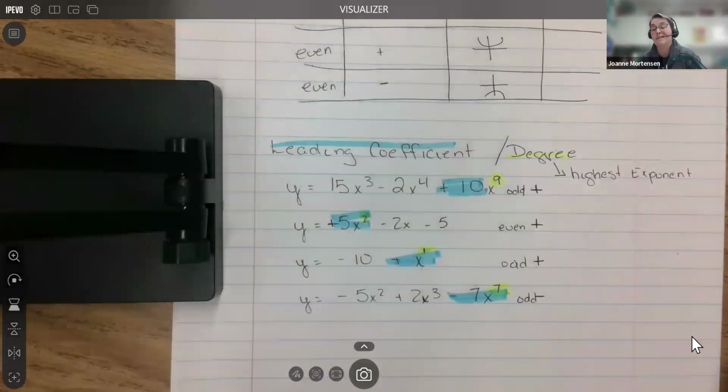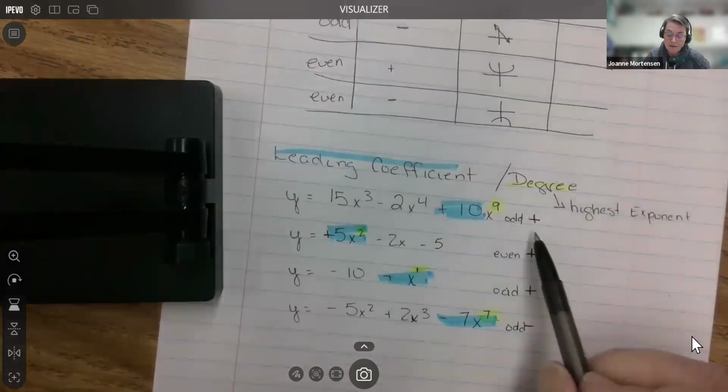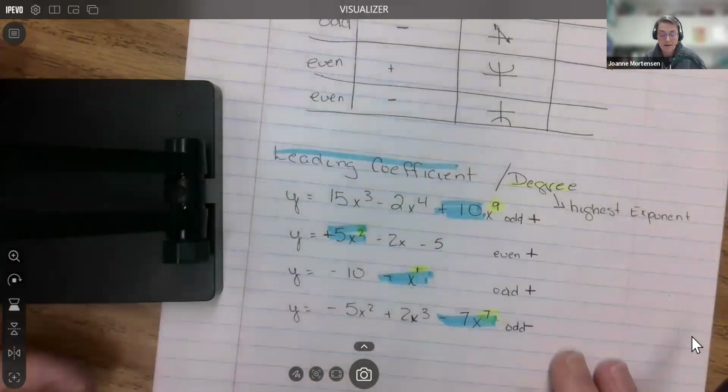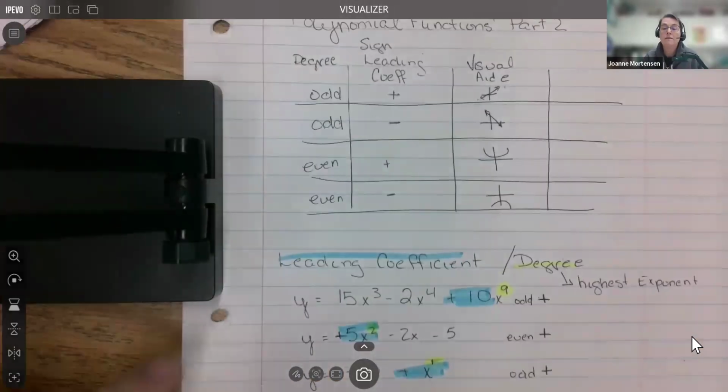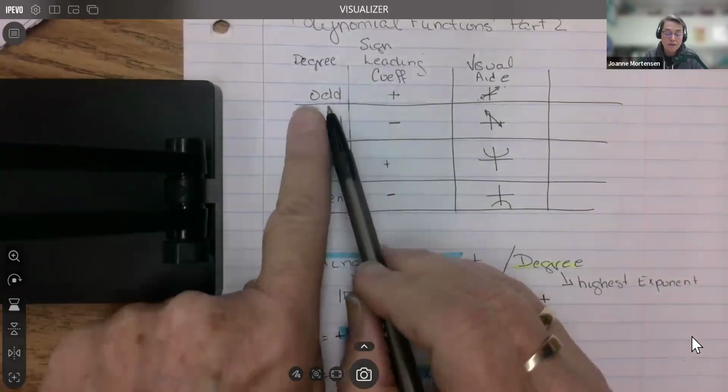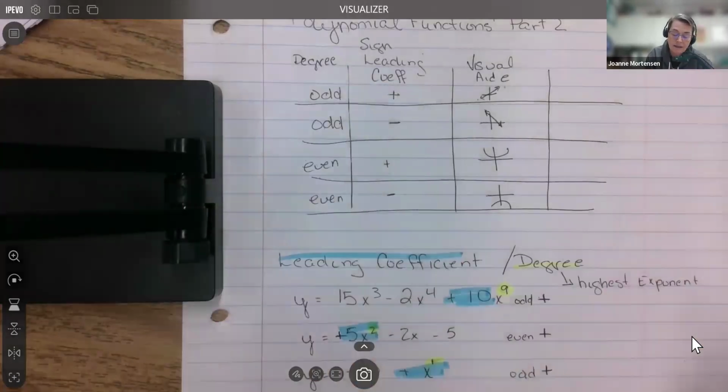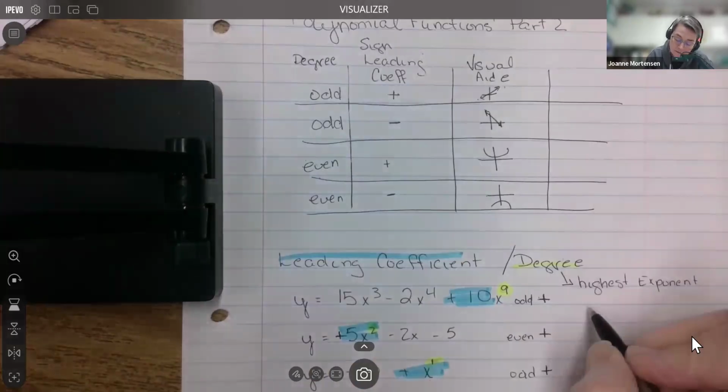Okay, so I kind of forgot to give you many evens. So now I go odd, positive, and I go back to my little chart, odd, positive. My visual aid says that.